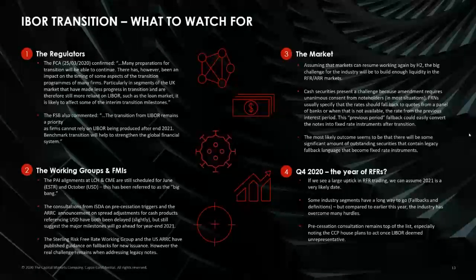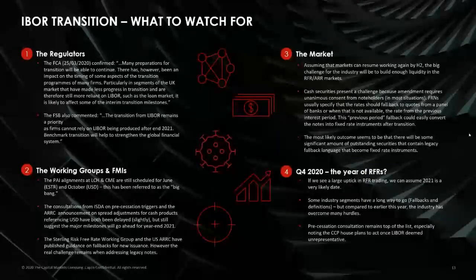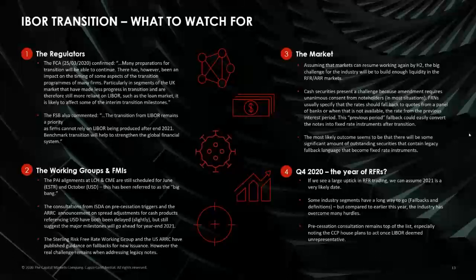But cash securities are still presenting the biggest challenge to the market, primarily because any amendment requires unanimous agreement from the parties involved. FRNs, so basically your floating rate notes, usually specify that a rate should be taken from the previous quote, and when that's not available, the interest rate from the previous period. And when you start looking at the nuances and the caveats around what is categorized as a previous period, this fallback could basically mean something can be translated into a fixed rate instrument after the transition. I don't think that's what anybody wants. Nobody wants to see that. And if we are to see the markets advance and continue building up liquidity, we would assume that this would have to be the narrative or the outcome at the moment.